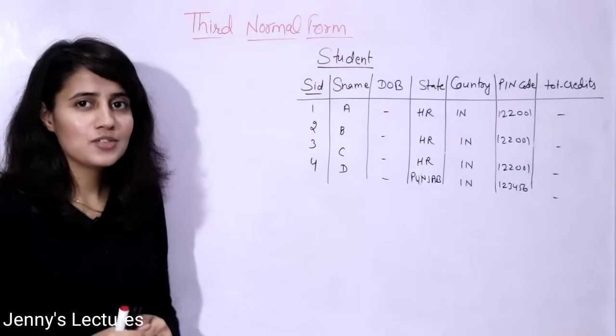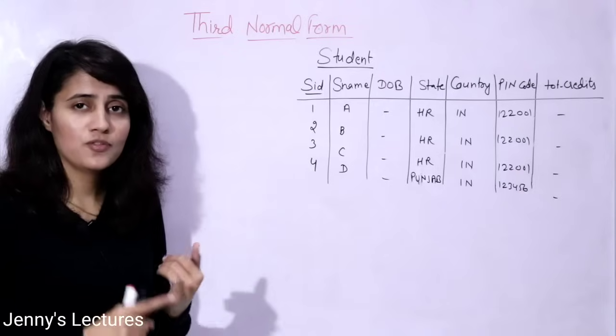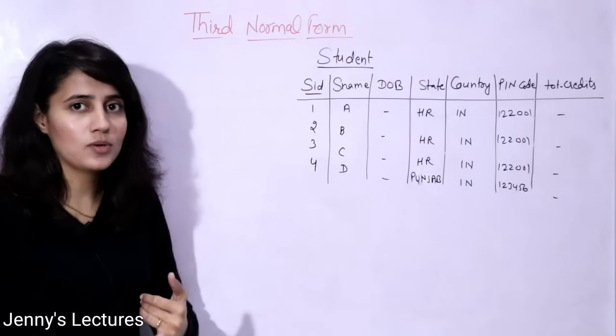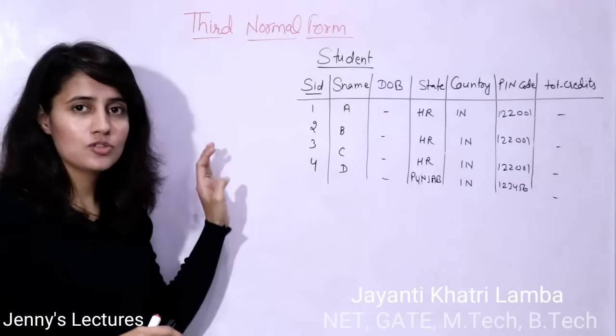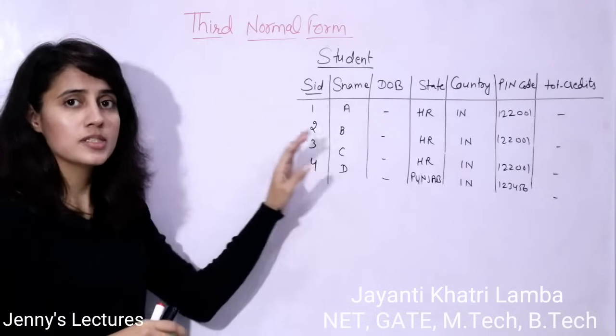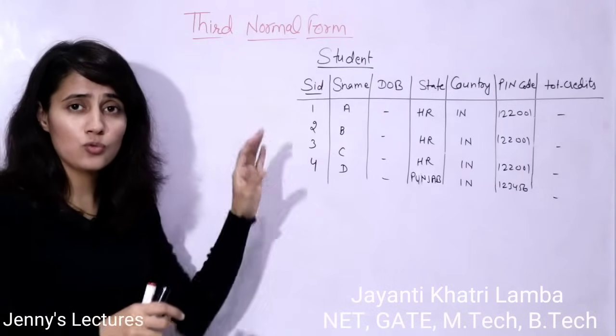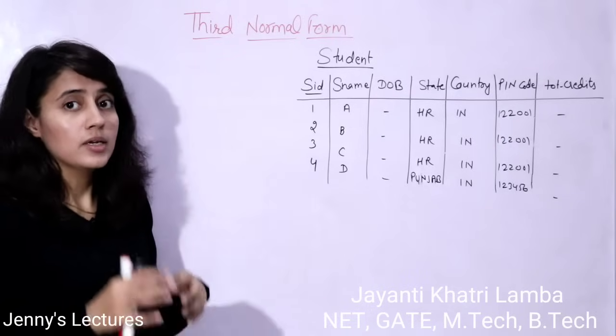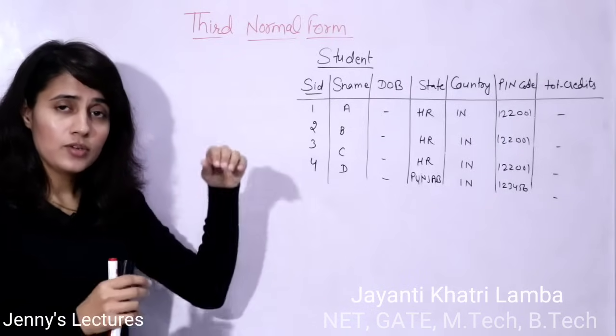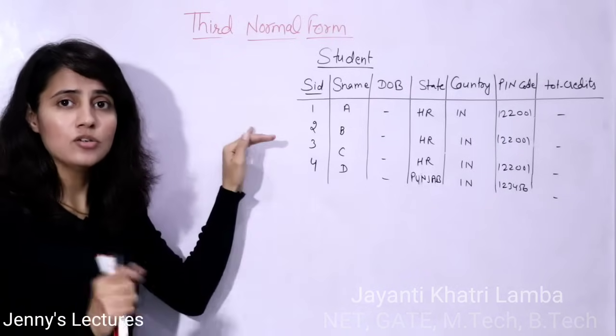So far in this series we have discussed first normal form and second normal form, right? How to find out whether a given relation is in first normal form or second normal form, and all the rules of first NF and second NF. Now still we have some drawbacks in second normal form.